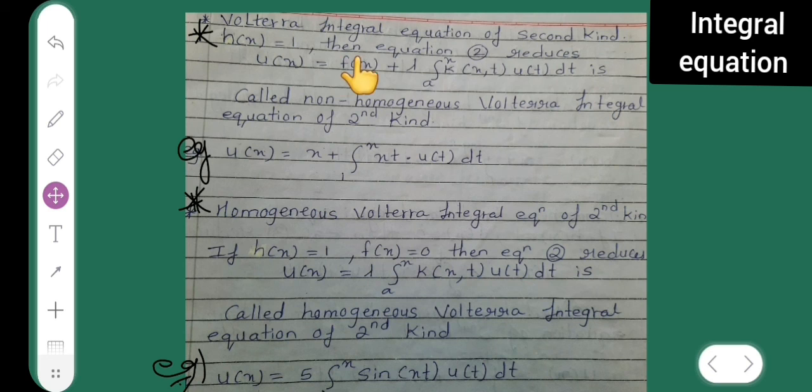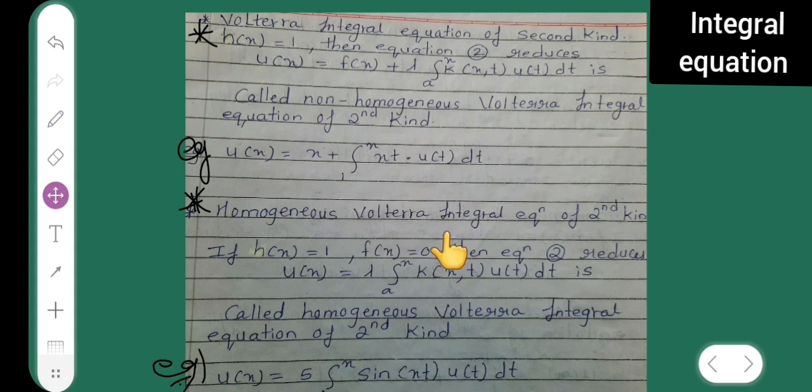If h of x is equal to 1, the equation 2 reduces to u of x is equal to f of x plus lambda integral from a to x k of x comma t u of t dt, which is called non-homogeneous Volterra integral equation of second kind, because the value of h of x is equal to 1. So that's why. Example I have given, u of x is equal to x plus integral from 1 to x of xt into u of t dt.